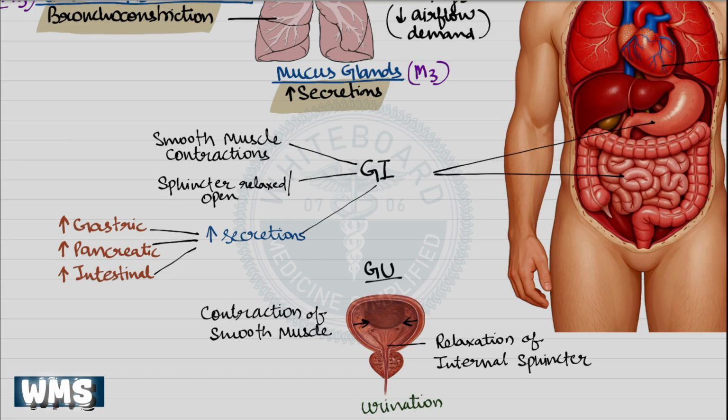So these parasympathetic effects in the GI and GU tracts are mediated primarily through muscarinic receptors, especially the M3 subtype. These M3 receptors are Gq coupled and are present on smooth muscles and on glandular tissue. When acetylcholine binds to these receptors, it leads to an increase in intracellular calcium.